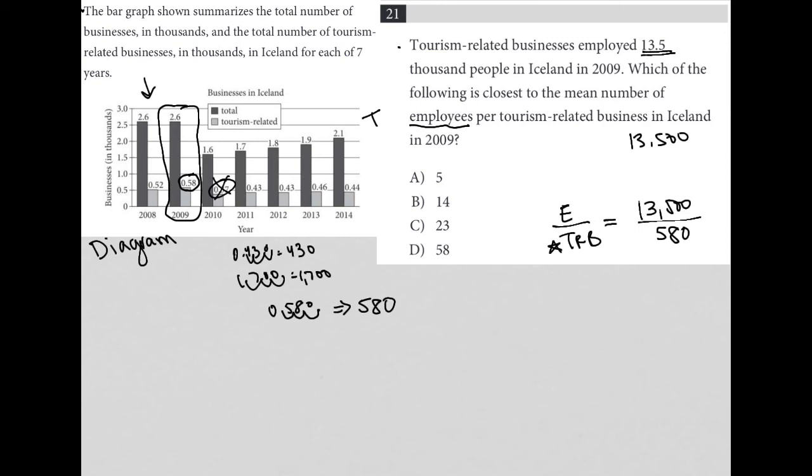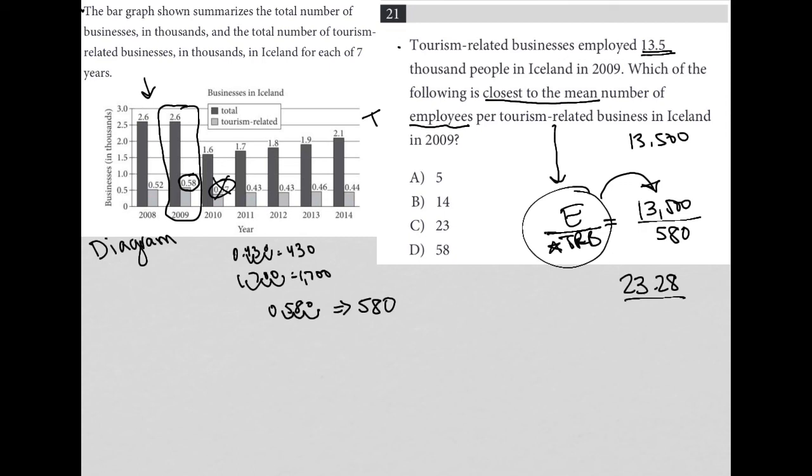And what I get is 23.28, basically, employees, right? Because E is for employees. Employees per tourism-related business, right? I literally translated this from the question and then plugged in the numbers that related to it. So the answer that makes the most sense, because it does say closest to that value, is answer choice C.